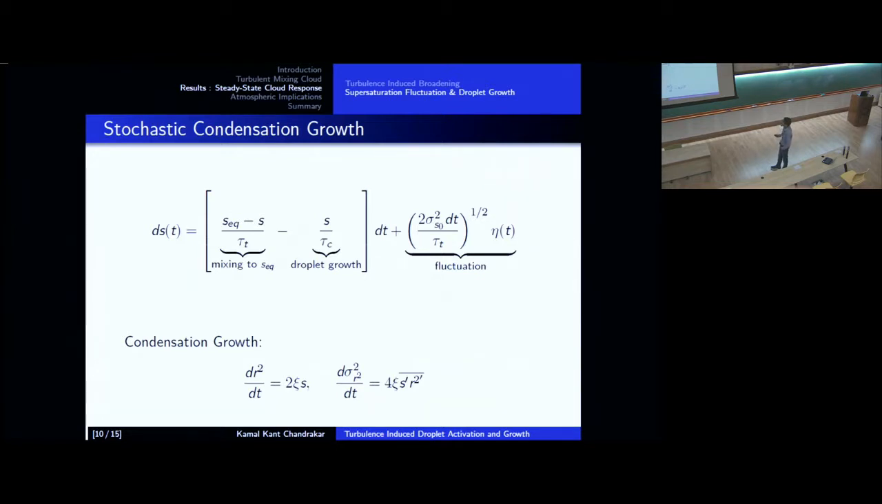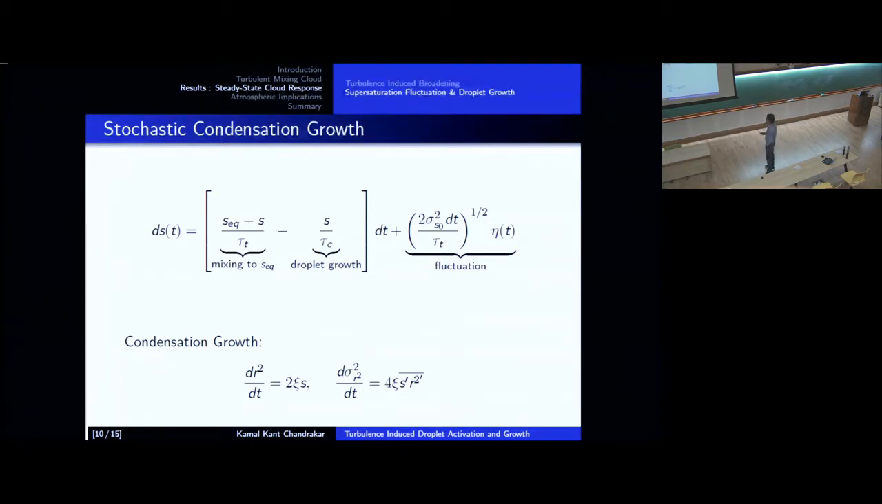And the second term is the sink due to the droplet growth, and tau c is the supersaturation relaxation time due to the droplet growth. It is inversely proportional to the droplet number concentration and the mean size. And the last term is the random noise, or Wiener noise term, where eta t is a Gaussian white noise, and this sets the strength of the fluctuating field.